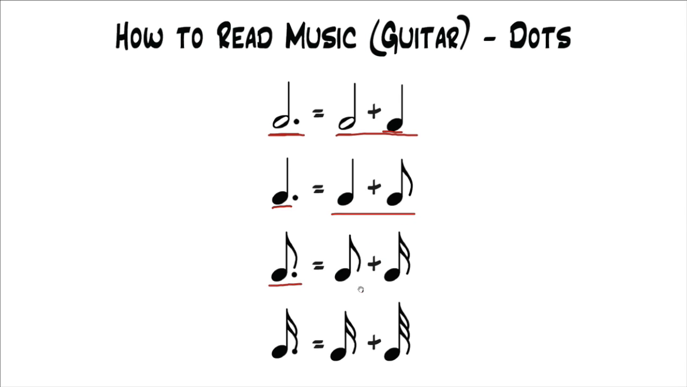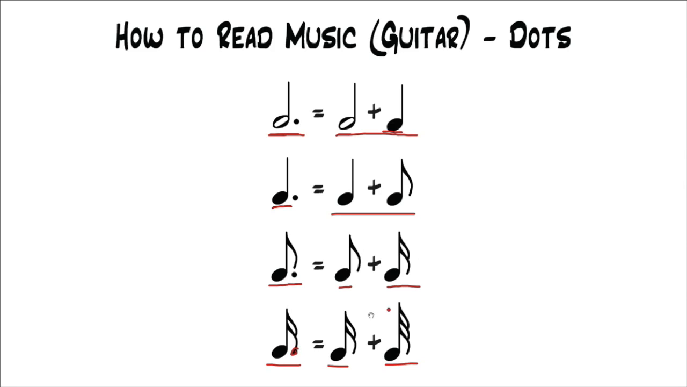A dotted eighth note is an eighth note plus a 16th note, because a 16th note is half the value of an eighth note. A dotted 16th note, which that dot's kind of hard to see with the 16th note, is a 16th note plus a 32nd note. And we haven't gone over a 32nd note, but a 32nd note is half the value of a 16th note. So there's 32 32nd notes in a whole note. It just is adding on to that value tree that we went over before.